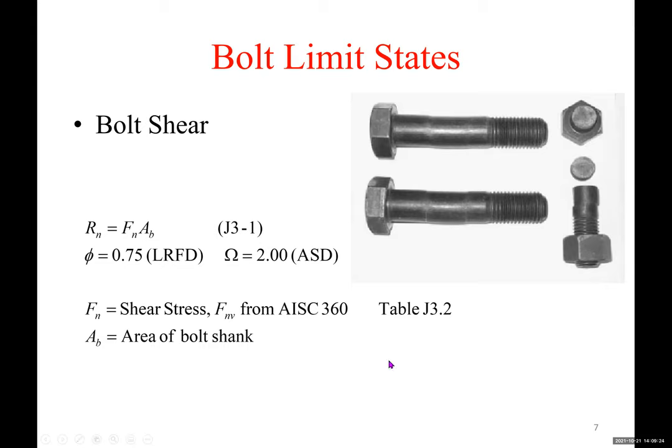Orient columns to minimize skewed connections. This column, as you can see, will require 1, 2, 3 skewed connections. This is one right connection. Here, if we orient the column right, we'll have only one skewed connection.